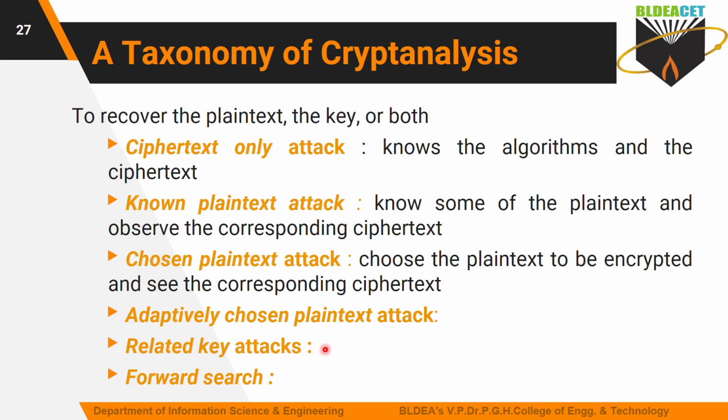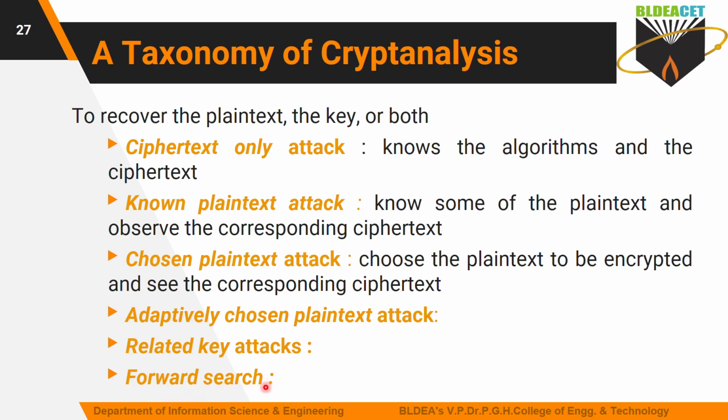Next are related key attacks. Related key attacks means they will use this concept: for one plain text and ciphertext, they know the key. As I told you, in modern cryptography, every plain text is encrypted using a different key. So for one plain text, the attackers know the key. With the help of that key, they want to guess all the remaining keys. That is what we call related key attacks.